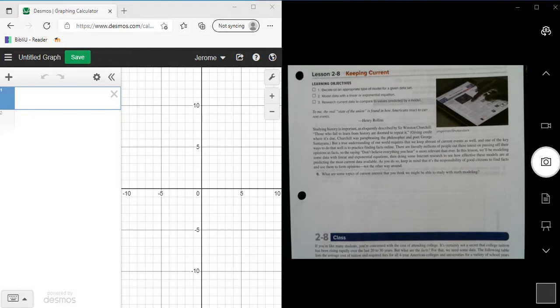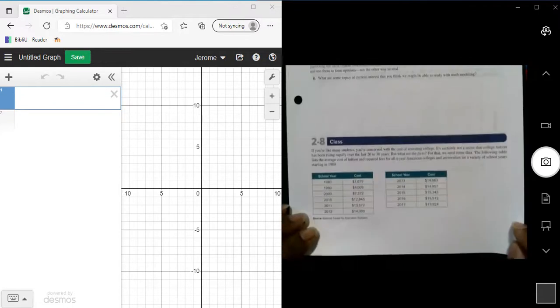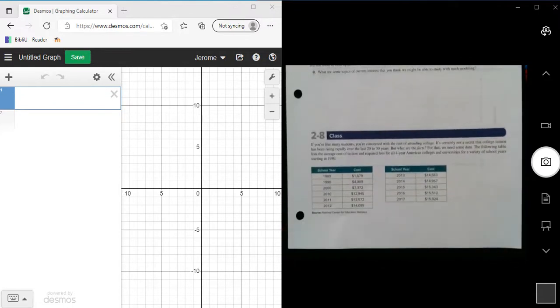Okay, now, at the bottom here, it says if you're like many students, you're concerned with the cost of attending college. It's certainly not a secret that college tuition has been rising rapidly over the last 20 to 30 years. But what are the facts? For that, we need some data.